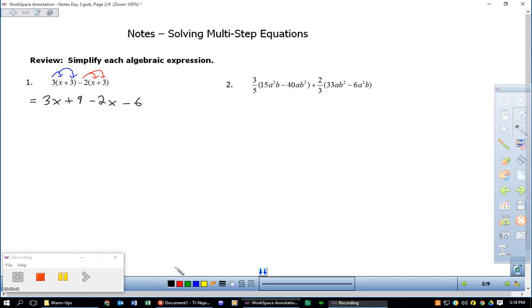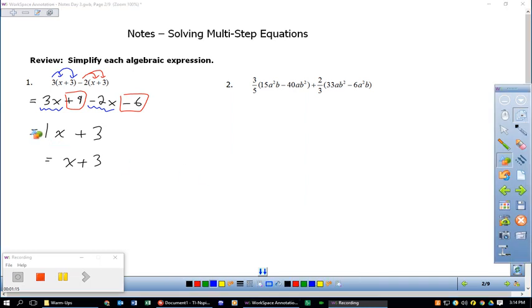Now, when we combine like terms here, we have a 3x minus 2x. 3 minus 2 is 1, and then we have x, so 1x. Next, we have plus 9 and a minus 6. So when you add those two together, we get a positive 3. So our answer there is 1x plus 3, or simply x plus 3. You could also write that these two are the same. They represent the same thing.